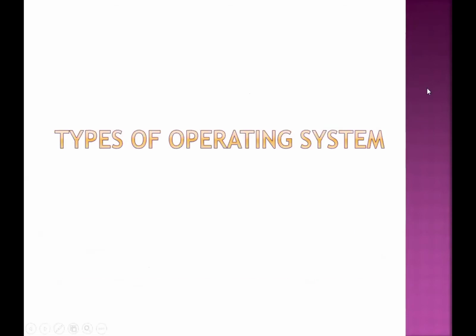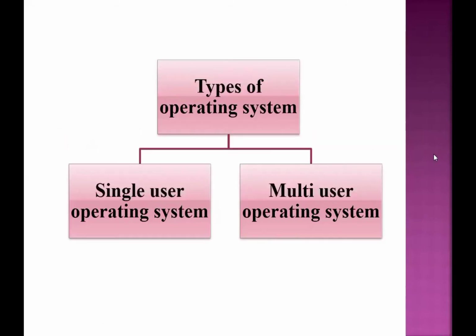In the previous class, I told you the types of operating system. So now quickly give me your answers in the chat box. What are the types of operating system? There are two types. The first type is single user operating system and the second is multi-user operating system.